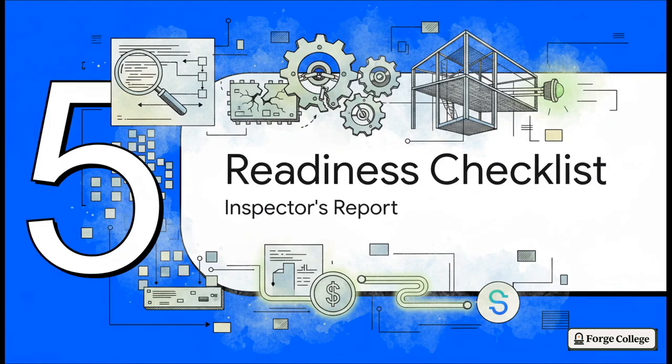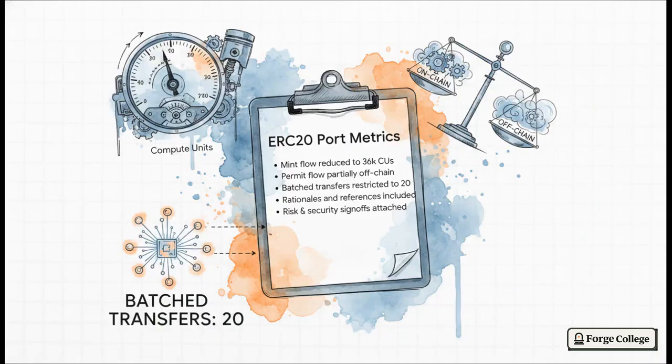Section 5. The Migration Readiness Checklist, the Inspector's Report. This brings us to the really practical application. All of this testing, tracing, and fixing culminates in building the actual artifact needed to get the green light for your capstone migration. We call this the Migration Readiness Checklist. Let's look at a concrete example using an ERC20-like token port. Let's review these metrics real quick.